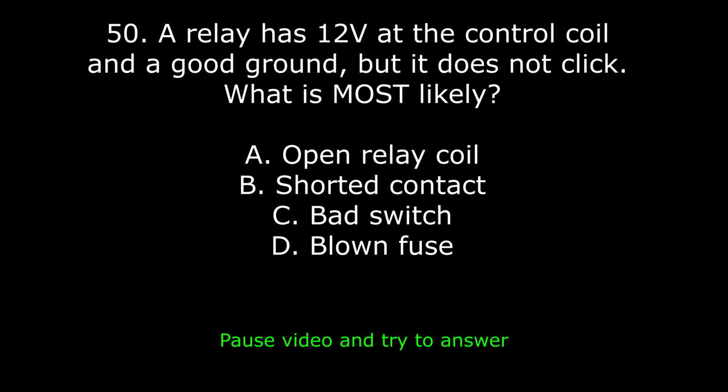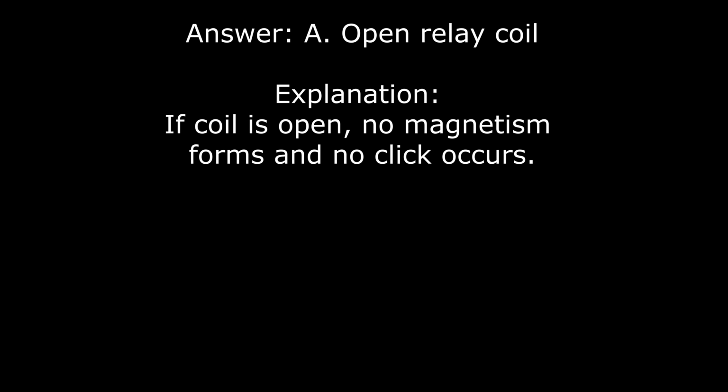50. A relay has 12 volts at the control coil and a good ground, but it does not click. What is most likely? A, open relay coil. B, shorted contact. C, bad switch. D, blown fuse. Answer: A, open relay coil. Explanation: if the coil is open, no magnetism forms and no click occurs.